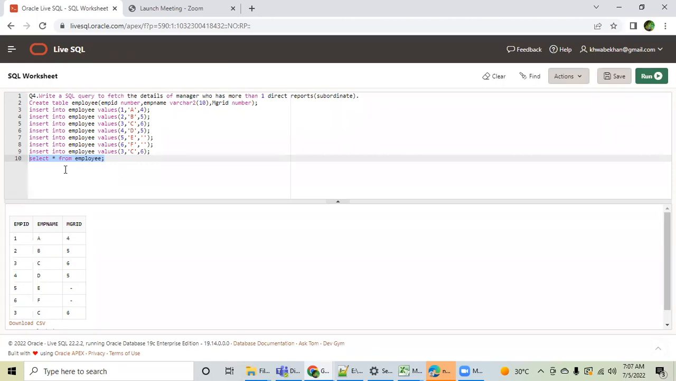Okay, so this is the employee table. Here you have employee ID 1, 2, 3, 4, 5, 6, 3 coming again, and employee name, and here is the manager ID. Question: write a SQL query to fetch details of managers who have more than one direct report or subordinate. So you tell me those managers who have more than one direct report. Can you tell me from this data who is that manager to whom more than one employee is reporting?